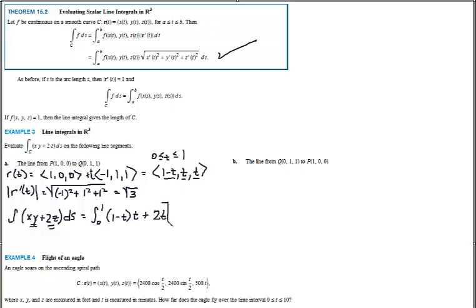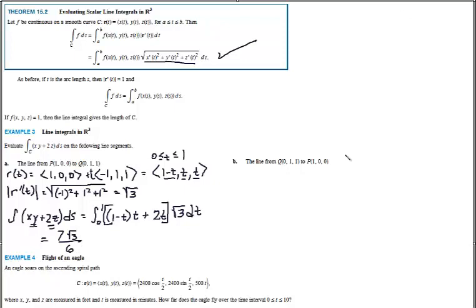And this is all times the magnitude of that derivative of my r, which is square root of 3 dt. And then I will integrate this, and when you integrate this, you will end up with 7 square root of 3 over 6.